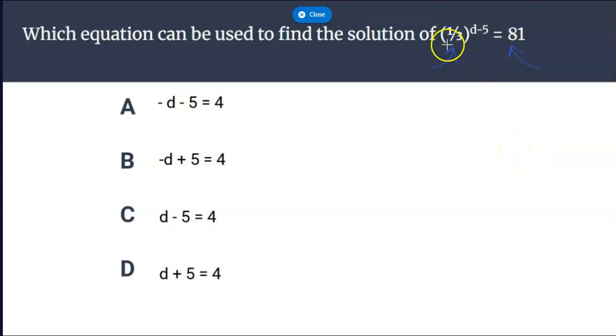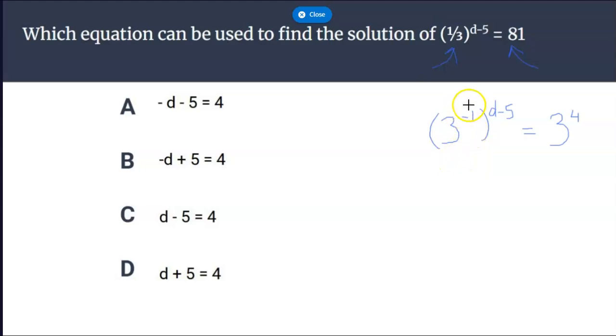1/3 and 81? Well, I could rewrite 1/3 as 3 to the -1 power, and I'm still raising that to d minus 5. And then to have the same base of 3, if I take 3 and raise it to the 4th power, that's the equivalent of 81.